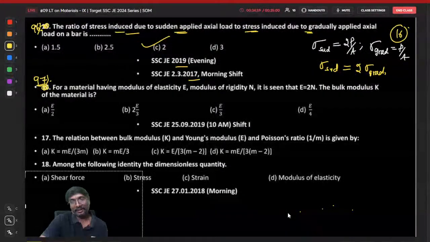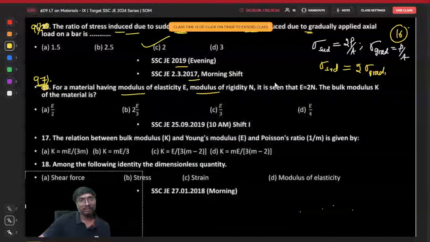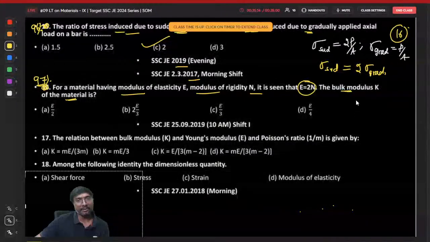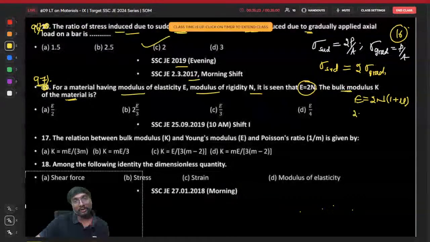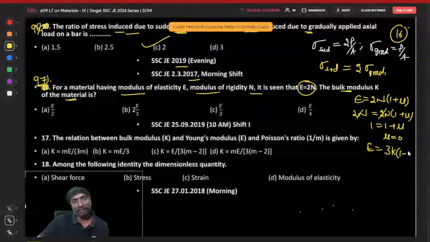Why? Okay, let it be. So now the material having the modulus of elasticity E, modulus of rigidity n, and it seems to have E equal to 2n. Then the bulk modulus K of the material is, right? E equal to 2n into 1 plus mu, so 2n into 1 plus mu. E equals 2n, so 2n gets cancelled. 1 equals 1 plus mu, so mu equals 0. Then E equals 3K into 1 minus 2 mu, and mu is 0.